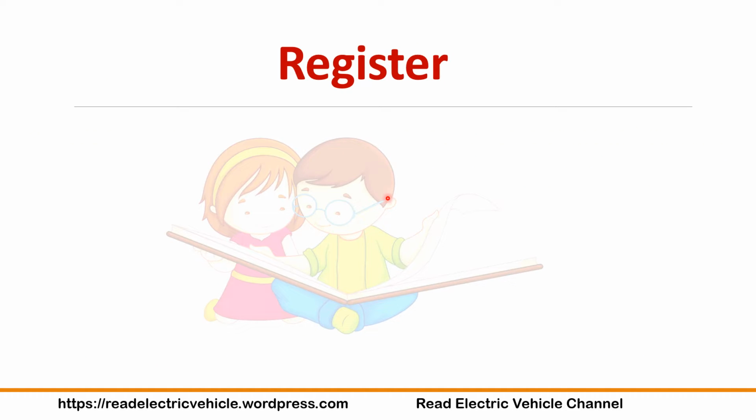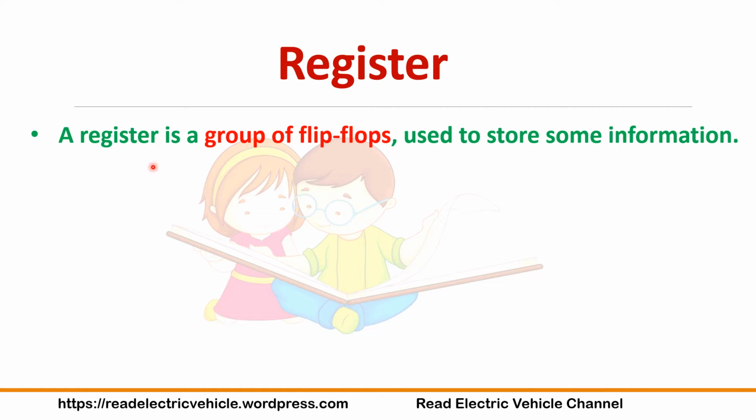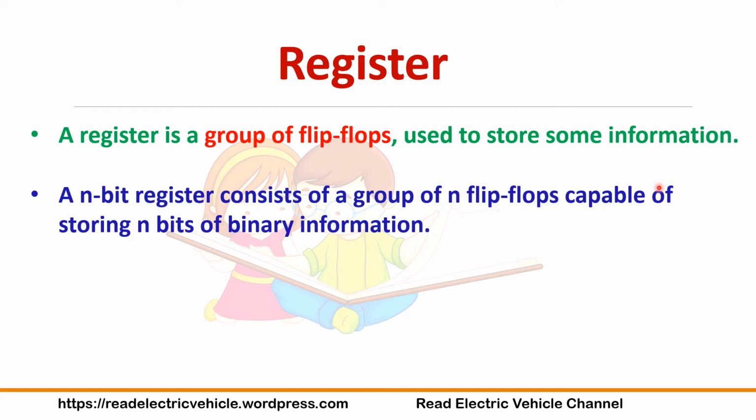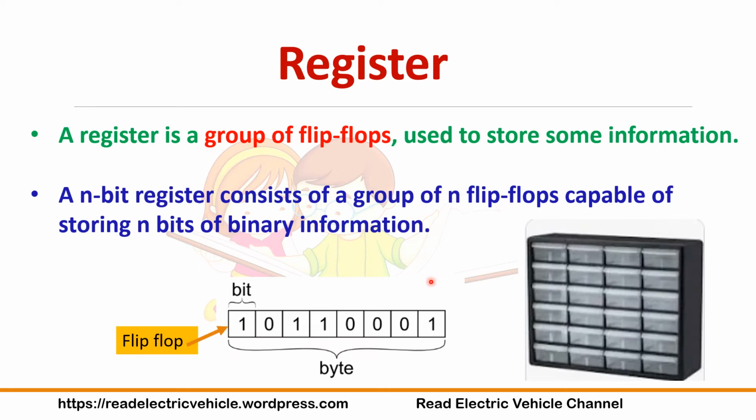So let us recall what a register is. It is a group of flip-flops used to store some information. Suppose we want to store n bits of binary information, we need n flip-flops. That type of group of n flip-flops, we call an n-bit register. For example, take this one.